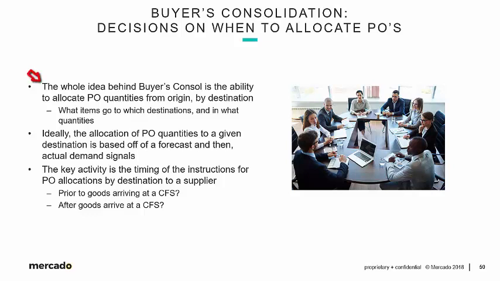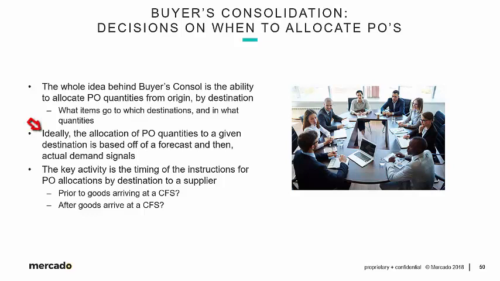The whole idea behind buyer's consol is the ability to allocate PO quantities from origin by destination. Basically, what items go to which destinations and in what quantities. But again, this is an origin deal, as we clearly saw in our previous section.